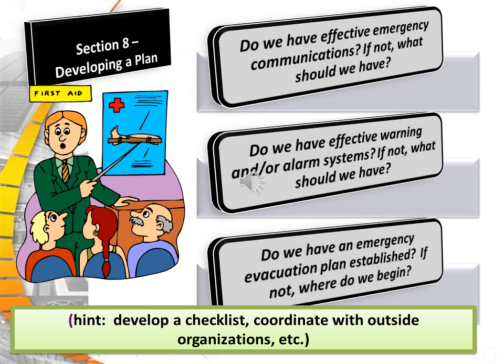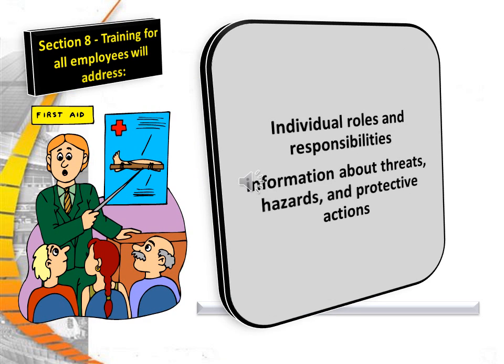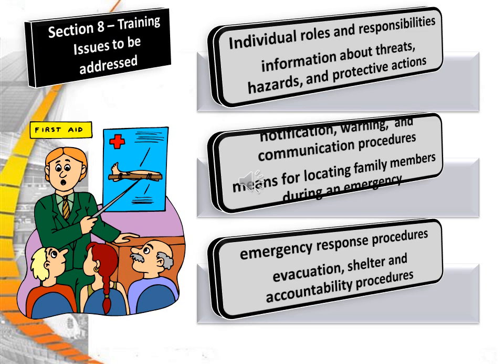Do we have an emergency evacuation plan established? If not, where do we begin? One hint is develop a checklist, coordinate it with outside agencies, etc. Training for all employees will address individual roles and responsibilities, information about threats, hazards, and protective actions. Training will also include individual notification and warning and communication procedures, the means for locating family members during an emergency, emergency response procedures, evacuation, shelter, and accountability procedures.